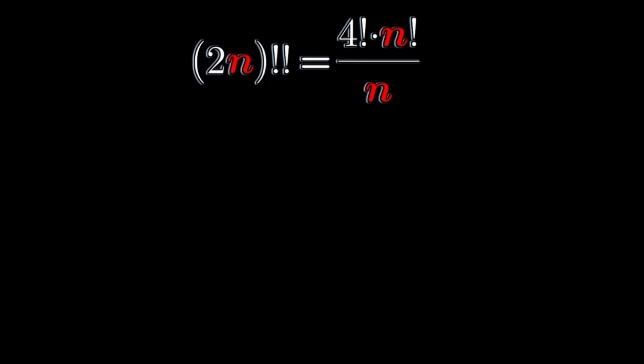Welcome guys. So how can we solve this chaotic factorial equation? Now in this equation we have the double factorial, we have the single factorial, and we have the non-factorial variable. So how can we solve this?